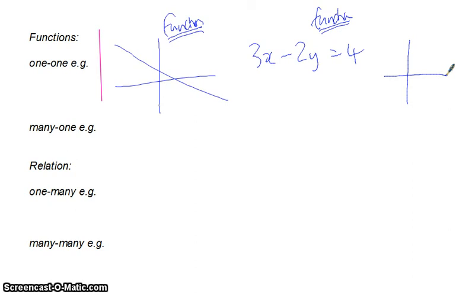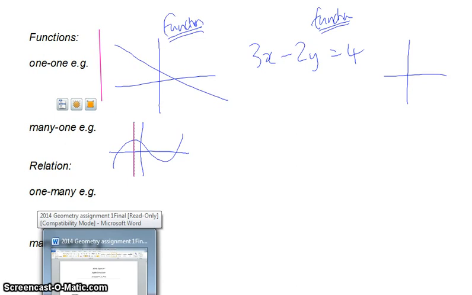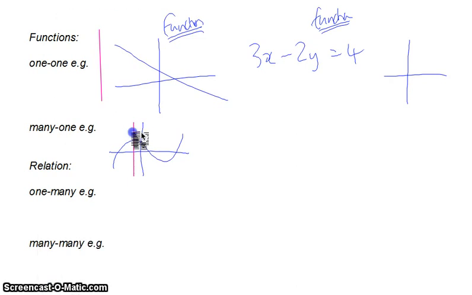Same with many-1, I need to be able to give you some sort of diagram like that, and for you to be able to either look at it and say, okay, I see that's a cubic, it's a many-1 because there are many x values producing one y value. And if you then drag that vertical line through, you'll see that.